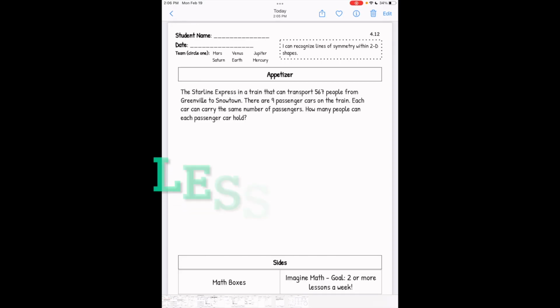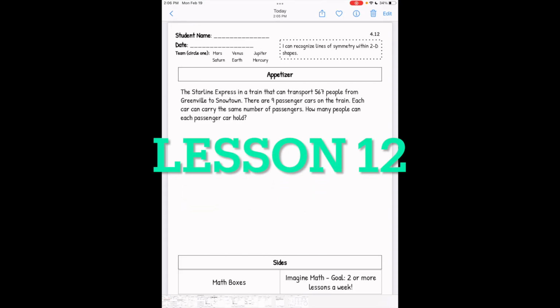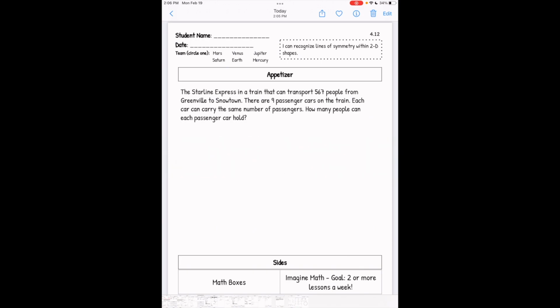Welcome to lesson 12. Today we're going to be talking about lines of symmetry within two-dimensional shapes. Go ahead and start working on filling out your name, today's date, circling your team name, and then getting going with the appetizer.